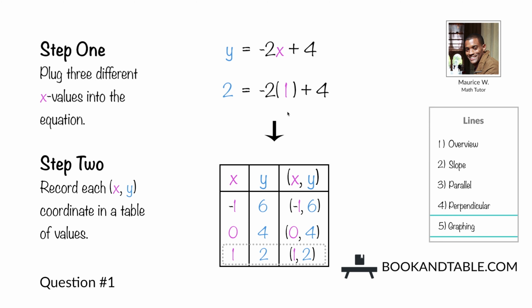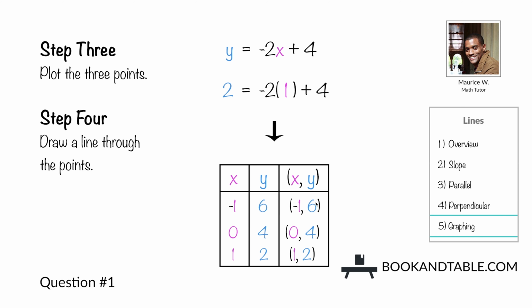And then our third point, we're going to use x as 1. Negative 2 times 1 is negative 2. Negative 2 plus 4 is positive 2. So our third point is 1, 2. Now we have our 3 points in our table of values. So step 3, we want to plot these points. And step 4, we'll draw a line through the points.